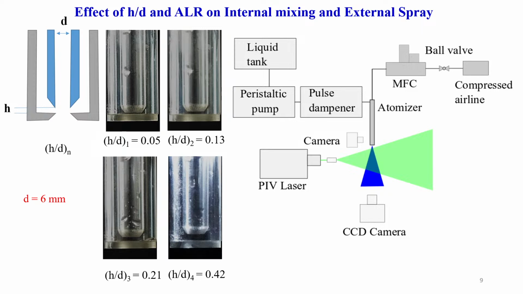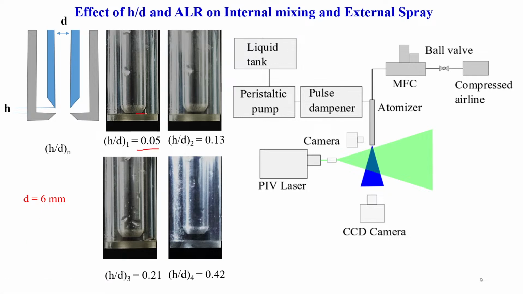Previously, I was studying the effect of operating parameters on the spray characteristics, as well as the air penetration length in the liquid tube, by changing only the operating parameters. But my curiosity is this: why did they keep only 0.25? Why not a higher H by D ratio? So in order to understand the geometrical parameter also, I came up with this different H by D ratio concept.